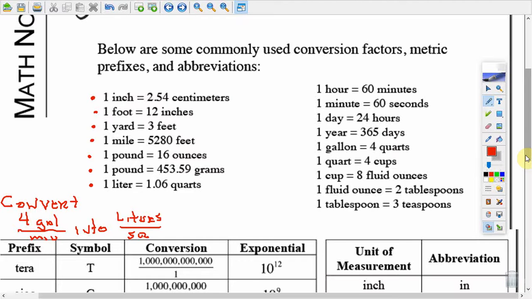1 hour equals 60 minutes. 1 minute equals 60 seconds. 1 day equals 24 hours. 1 year is 365 days. 1 gallon is 4 quarts. 1 quart is 4 cups. 1 cup is 8 fluid ounces. 1 fluid ounce is 2 tablespoons. And 1 tablespoon is 3 teaspoons.